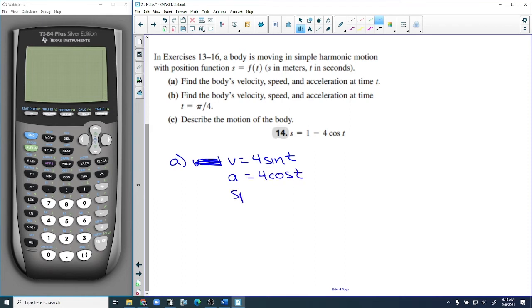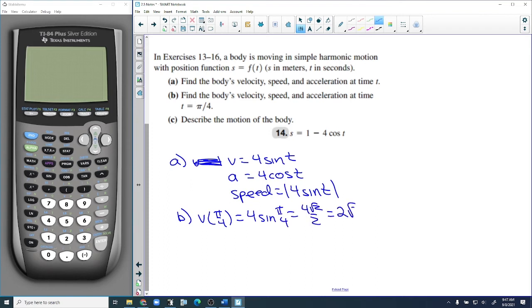Oh, and I skipped over speed. Speed is the absolute value of 4 sine of t. It's the absolute value of velocity. So there's the speed. B, if I'm going to evaluate this at pi over 4, then velocity of pi over 4 is 4 sine of pi over 4, which is 4 square root of 2 over 2, which is 2 square root of 2. There's the velocity.